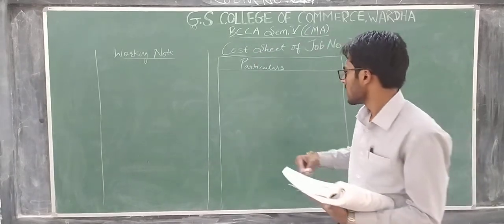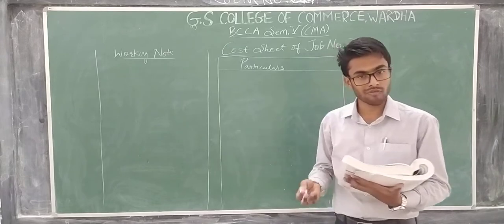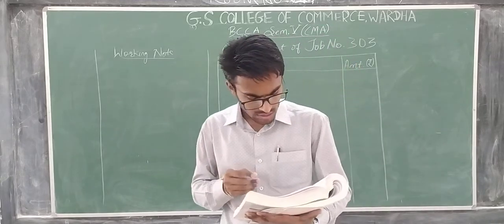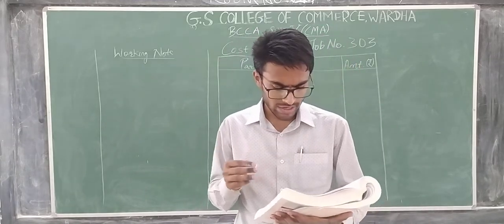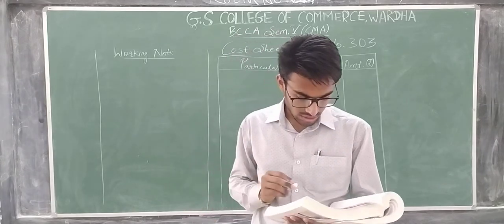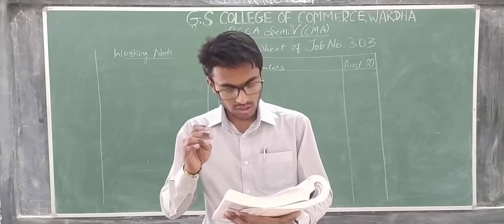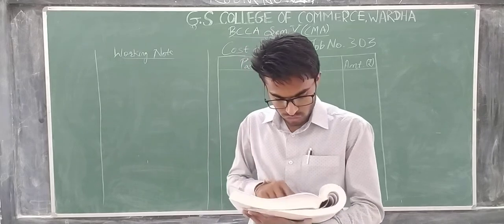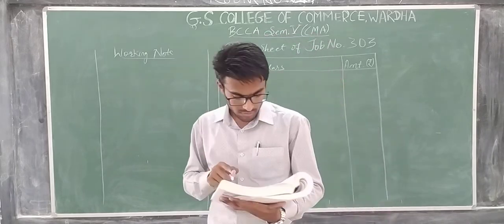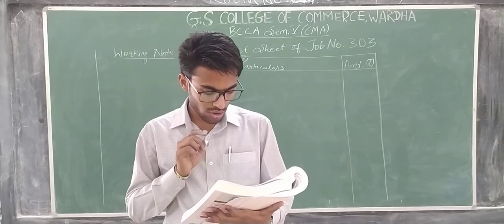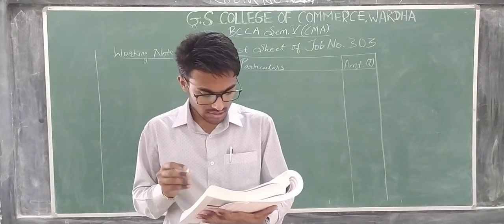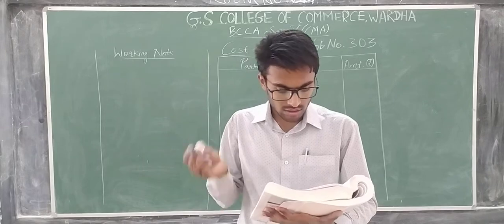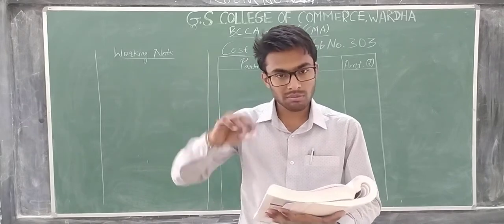Now we can shift all these figures into the cost sheet as per the pro forma. But before that, we have to calculate some costs which are not directly given in the question. We calculate these from the information given in the question. I am creating a working note for the variable overhead rate per labor hour, so that we can calculate the variable overheads department wise properly.